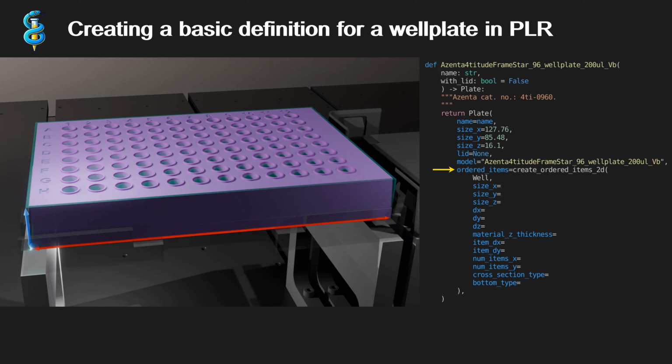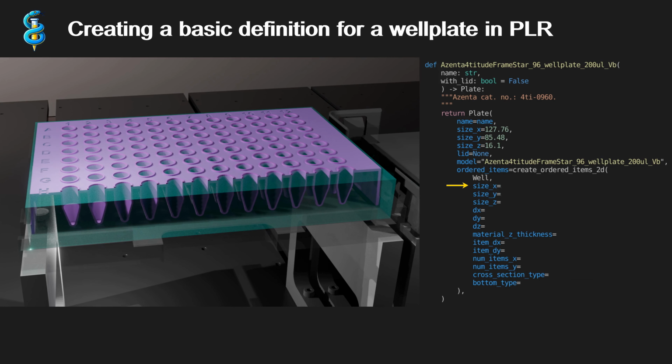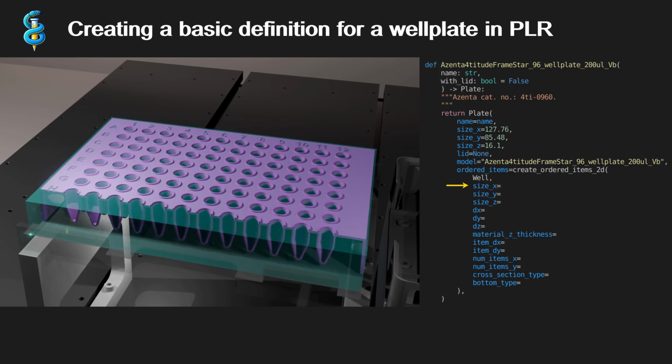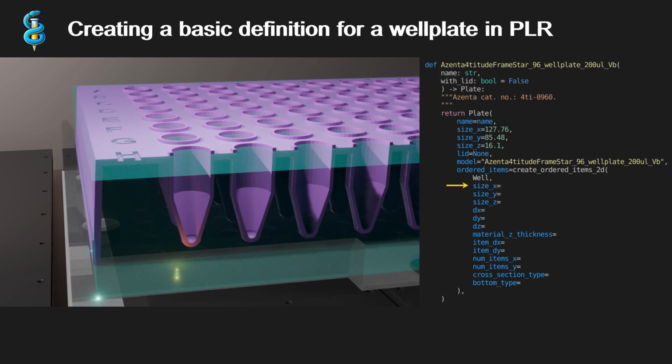However, creating the dictionary of an array of wells is so common that PLR has a handy helper function to generate it called createOrderedItems2D. Now let's go through what measurements we have to give createOrderedItems2D. For this purpose, let's generate a cross-section cut of the physical plate at row H. But let's keep the digital representation of the plate object as a transparent cyan cuboid, so we don't lose track of what the plate looks like to PLR.